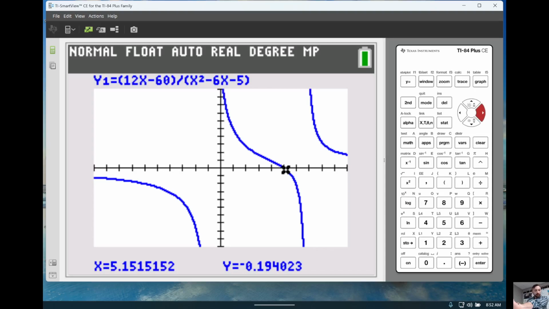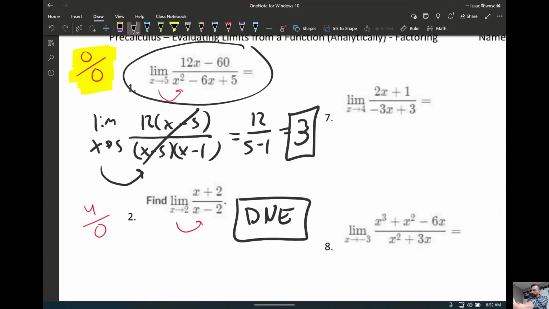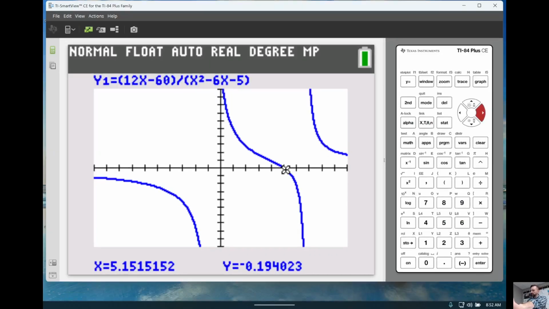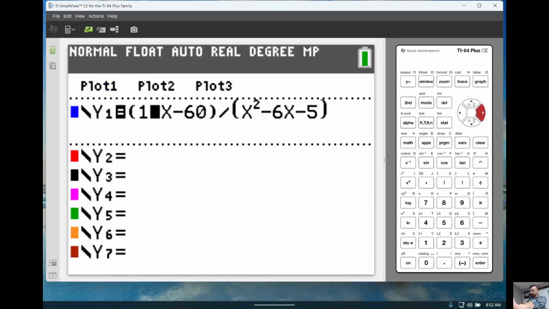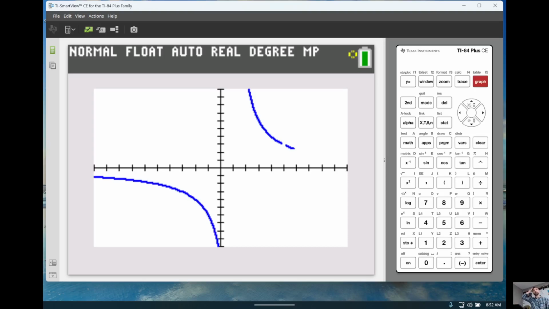X squared minus 6x. It's plus 5, it's not minus 5. Oh, it's plus 5. That didn't print off well. Okay, so yeah, this was plus 5, but I typed it in as minus 5. But assuming I had graphed it correctly, you could see how that could help you catch your mistake. It didn't match up with what I had on my paper.